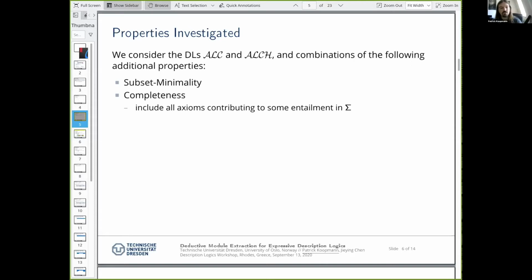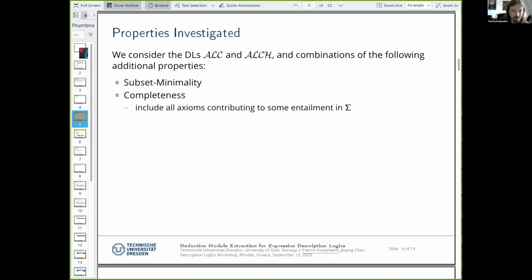But there's also applications, especially in ontology understanding or analysis, where minimality might not be what we want, but we would rather have some sort of completeness in the sense that we include all axioms that contribute to some entailment in sigma. It could be that different axioms contribute to the same thing in different ways. And if we want to supervise these axioms to look for bugs or something, then it would make sense to access all of them.